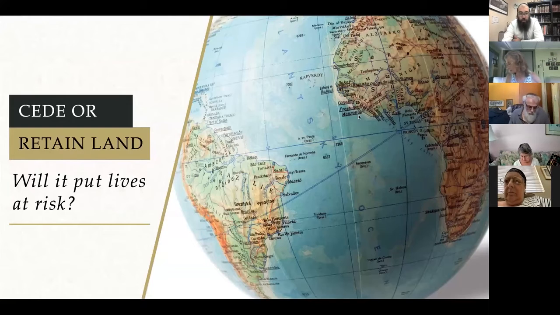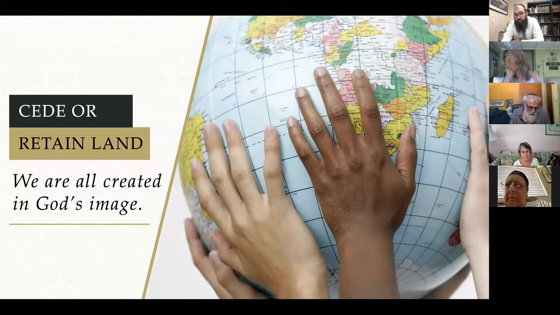So it turns out that the three or four points we've been considering till now, which are our obligation to settle the land of Israel, our obligation to make sure that others are not settling the land of Israel, having gratitude towards God, or trying to be as peaceful as possible, all four of those things would be totally pushed aside if there were human lives at stake. So that's where we are now. So cede or retain land, we now have a new barometer: will it put lives at risk?